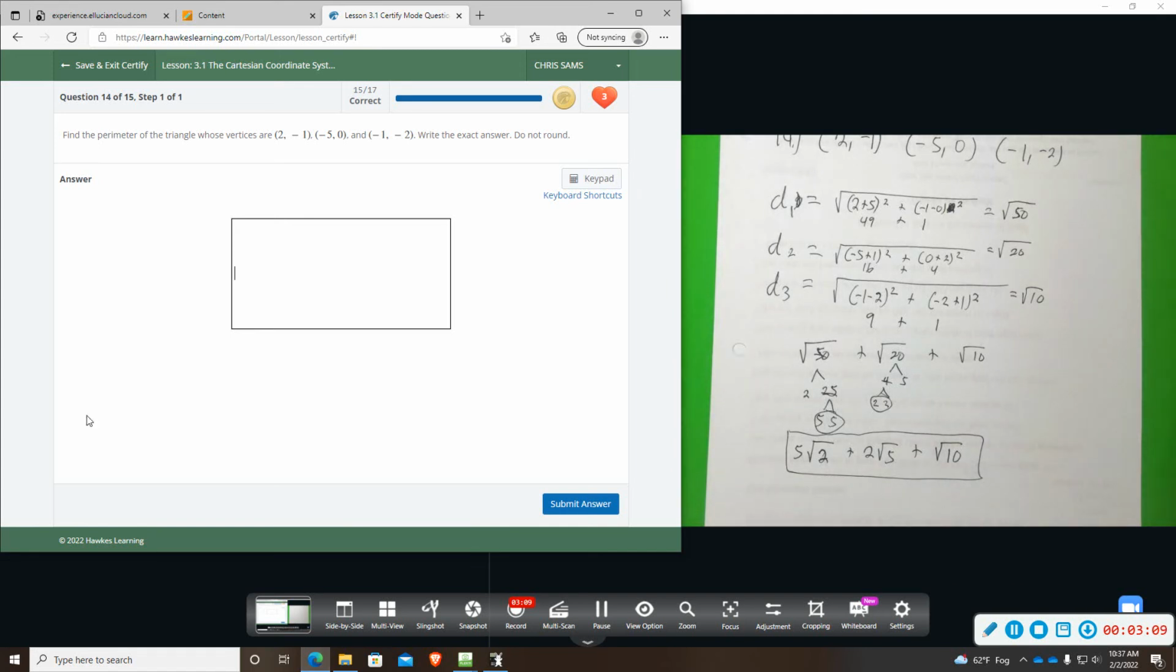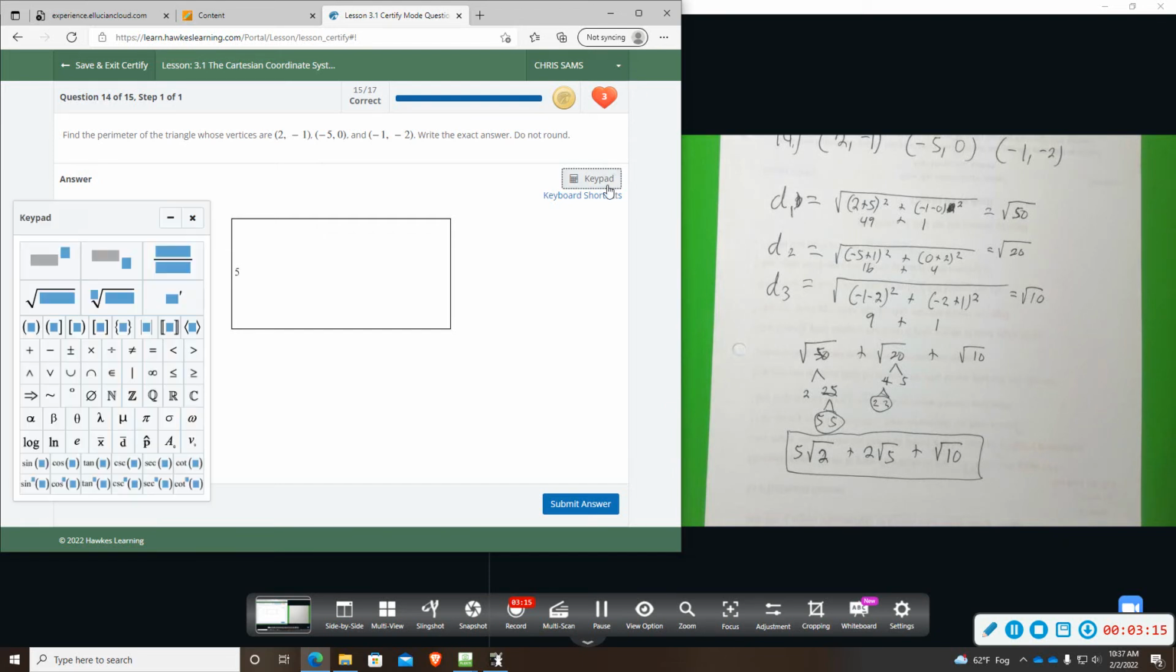Exact value, do not round. Simplify it to lowest terms. 5 square root of 2 plus 2 square root of 5 plus square root of 10. Now as you type the square roots, make sure once you finish it, you arrow to the right to notify that you're ending the square root. If you don't, and you just write plus and then the next square root, it is going to extend that and continue to go underneath, which is incorrect. So I'm deleting, and just make sure once you finish you arrow out.